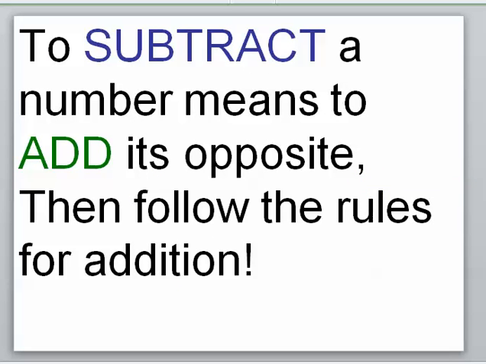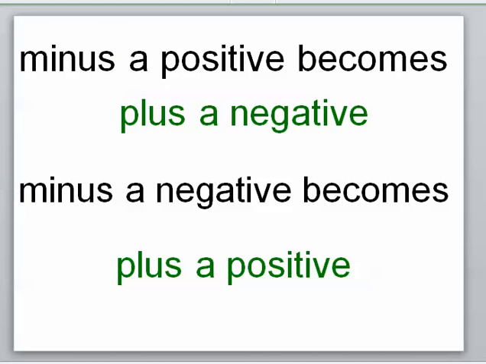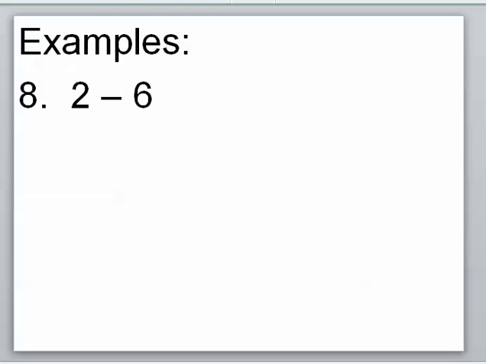The other rule for today is subtraction. The easiest thing to do is to not come up with new rules, but just use the addition rules. So the way we're going to use the addition rules is we're going to change our signs to plus the opposite. That's what I say. So what that means is that a minus a positive becomes plus a negative, or a minus a negative becomes plus a positive. Let's look at examples of this.